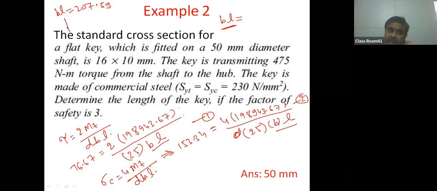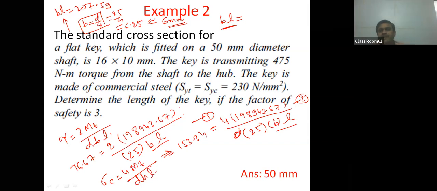Okay. So now to solve the problem, what will we do? We will take the help of industrial practice. As per the industrial practice, we have B equal to d by 4. This is the empirical relation. So 25 by 4 is coming 6.25. So the width of the key can be taken approximately 6 millimeter.